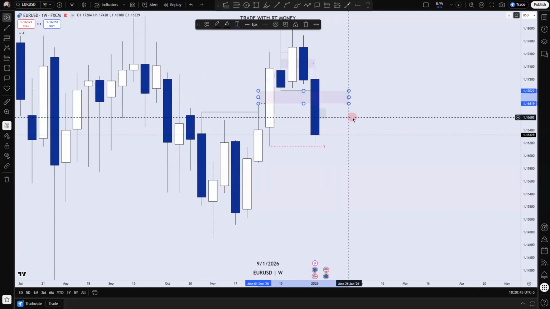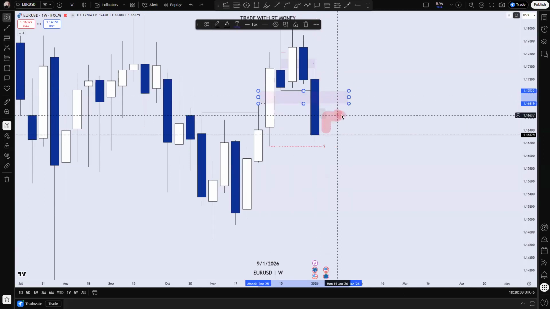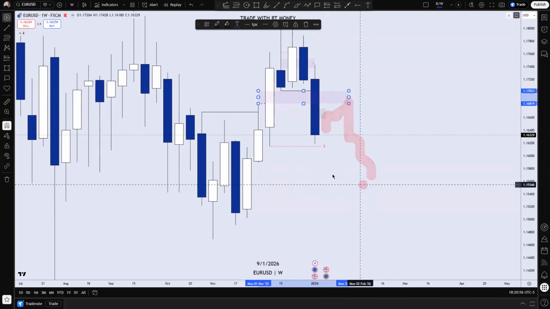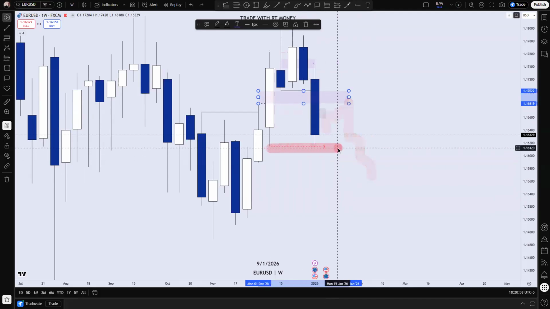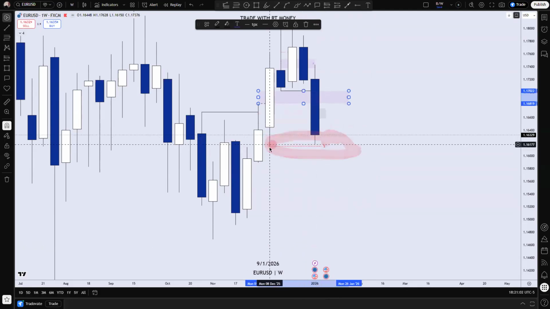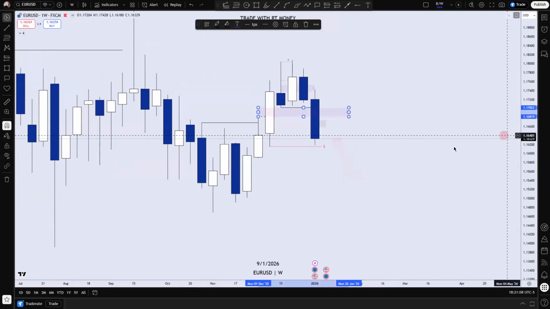Where is it at? There you go. All right, and what does that mean? A pullback. Any pullback, I'm looking for the market. If the market pulls back to this area, I'm looking for the market to act as resistance and push the market down to this liquidity point down here, this low, and further. We'll see how this market goes.